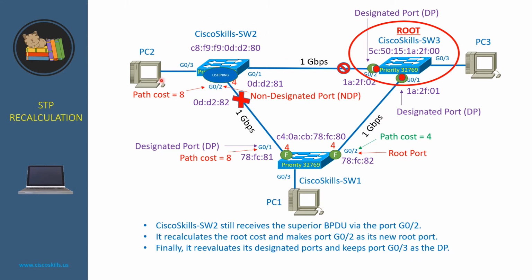Now Cisco Switch 2 will perform STP recalculation. In this case, Cisco Switch 2 still receives the superior BPDU via the port G0/2. Therefore, it recalculates the root cost and makes the port G0/2 its new root port. Finally, it re-evaluates its designated port and keeps the port G0/3 as the designated port.